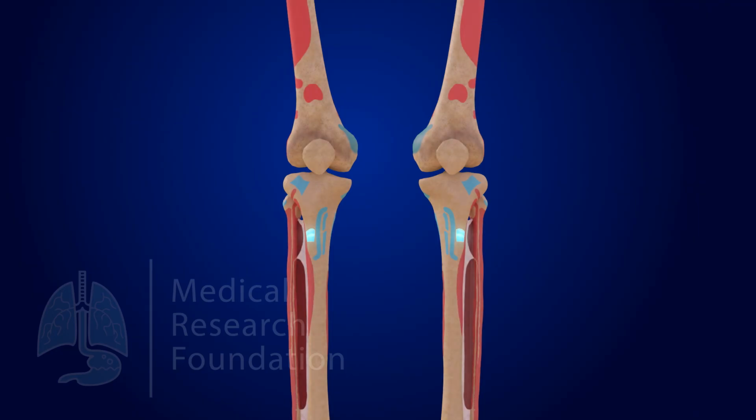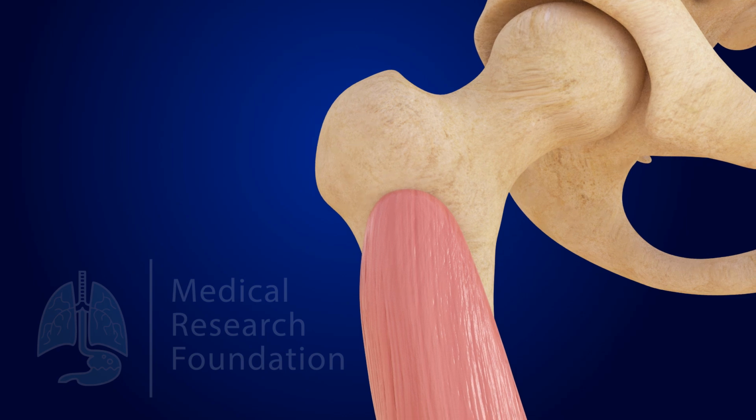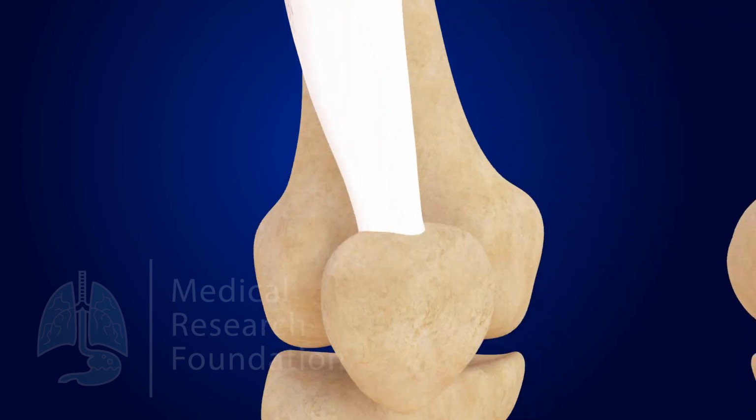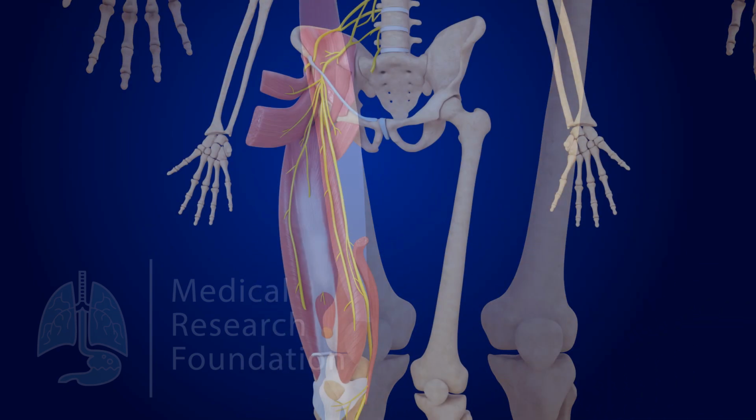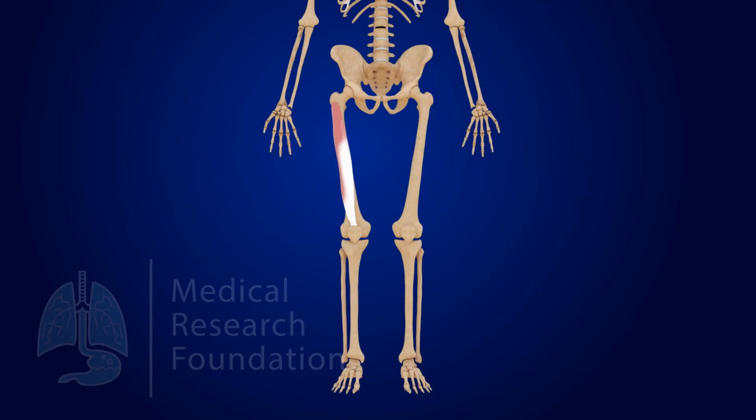Insertion. Into the base of patella, deep to the tendon of rectus femoris. Nerve supply. It is by the posterior division of the femoral nerve. Action. Extension of the knee joint.